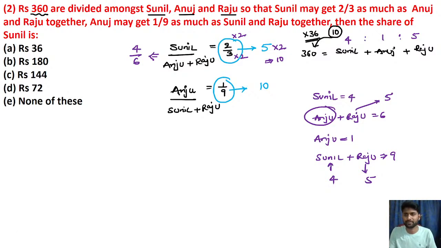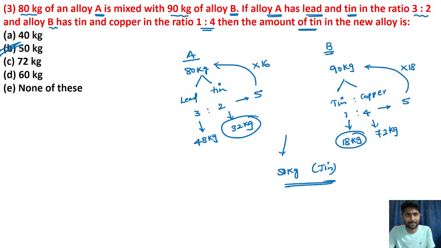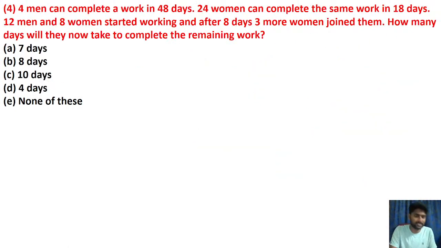Now the question: what is the share of Sunil? The share of Sunil is 4 units. So the answer is 4 into 36, which is 144 rupees. You can choose the option 144. Just understand that if the persons are the same, the sum value is also the same. If you know that point, you can get that answer. Just try this question.